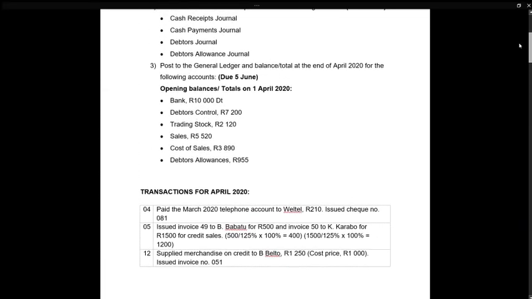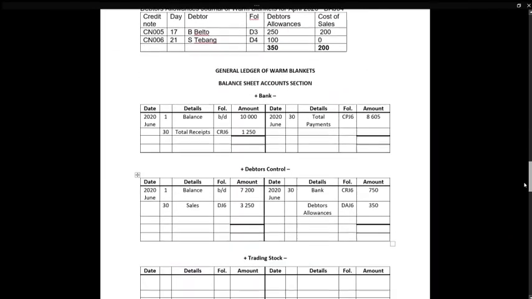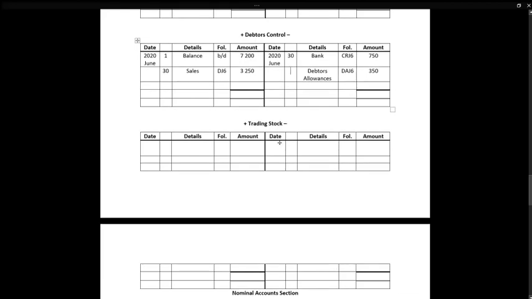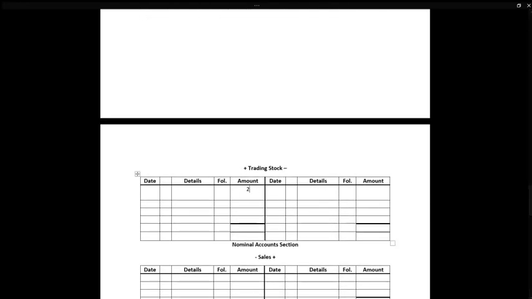Trading stock, 2,120 Rand. Remember, trading stock is an asset account. If I have a balance, it will reflect in my debit side. Let's just put this on a new page. 2,150 Rand. It's an opening balance, therefore brought down. Details will be balance. First day of June 2020.